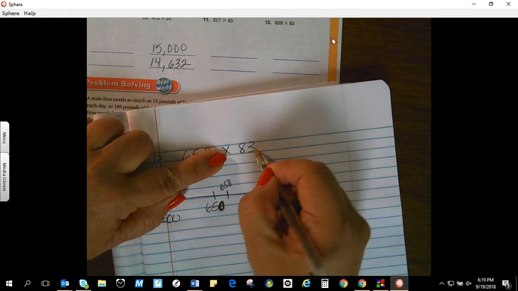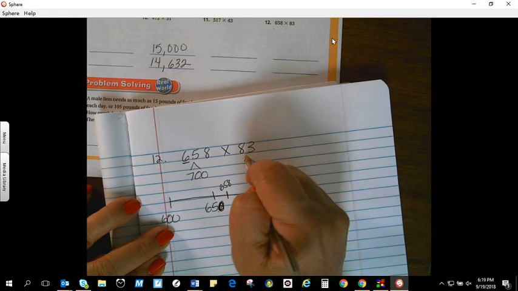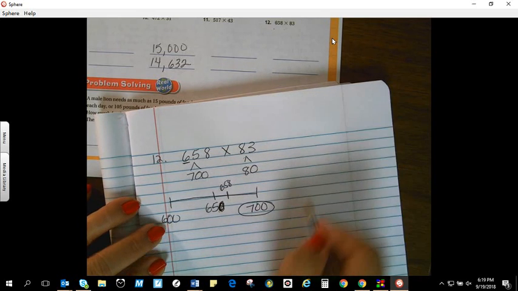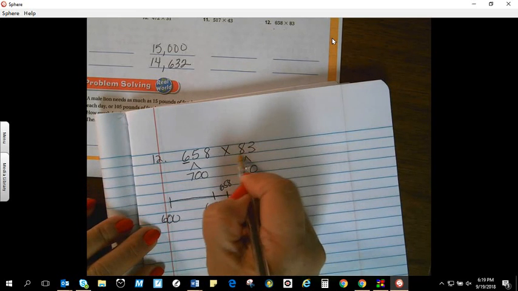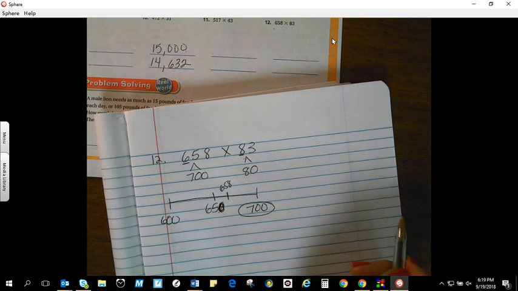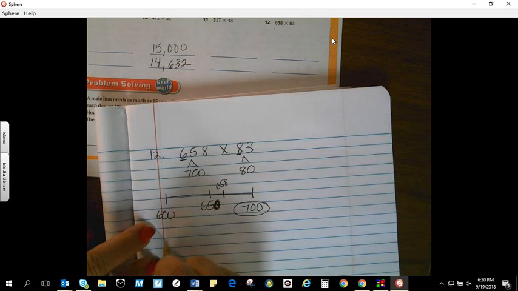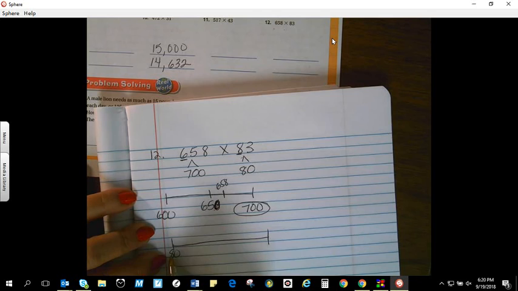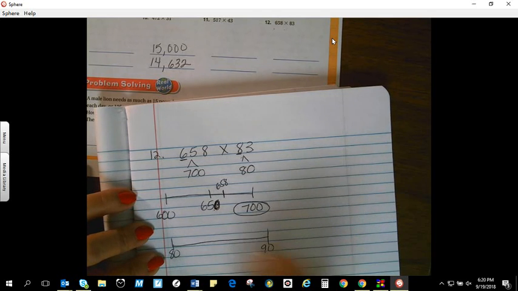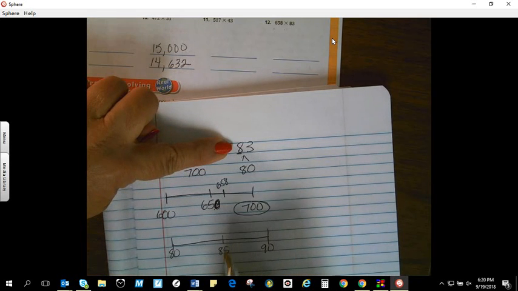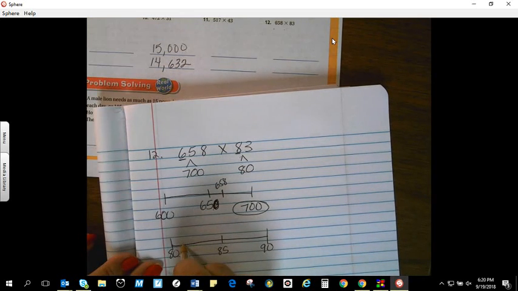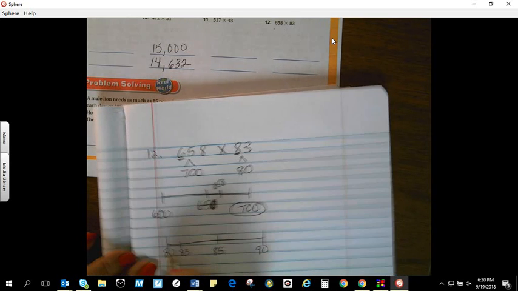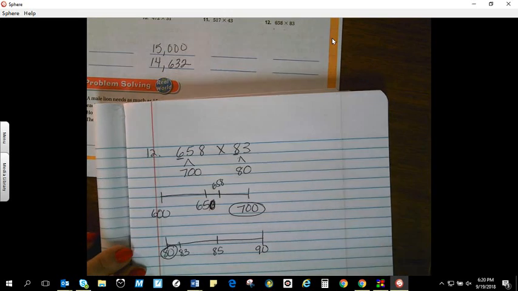My 83, I'm going to say that it's about 80, and I'll prove that to you. My 8 is in the highest place value that you have, and that's the tens. So I have 80. Oops. 9 comes after 8, so it's 90. In the middle is 85. So for the 83, it's less than the 85, so I'm going to move it over here. So it's closest to 80. Now I can multiply those out.